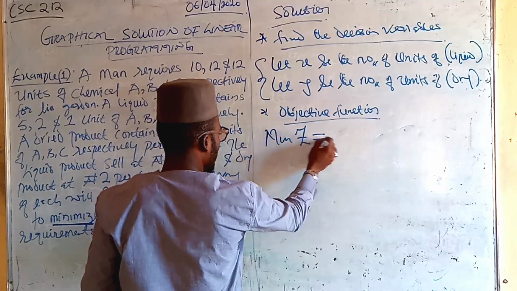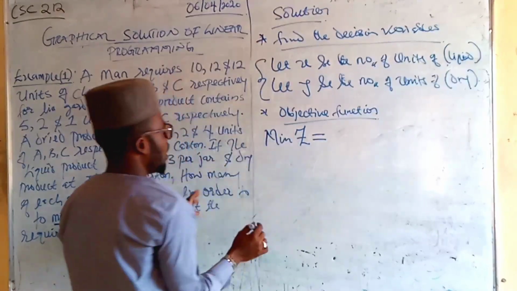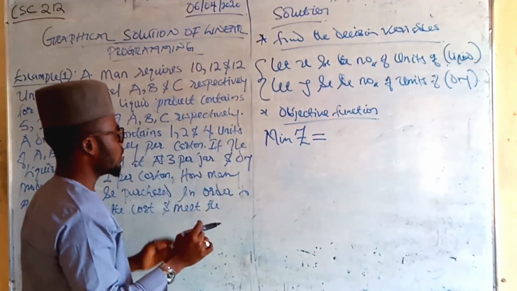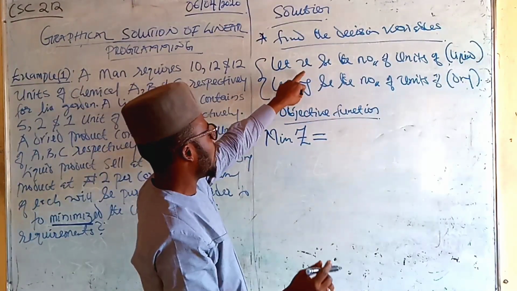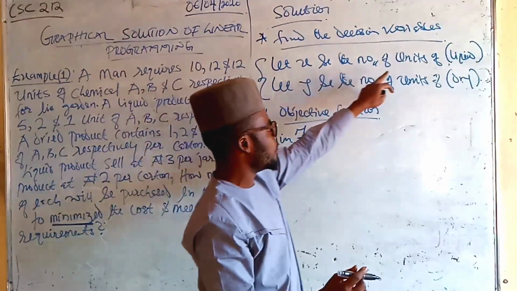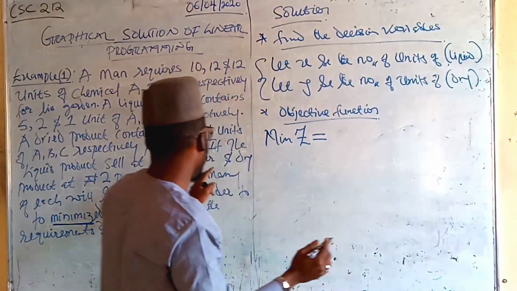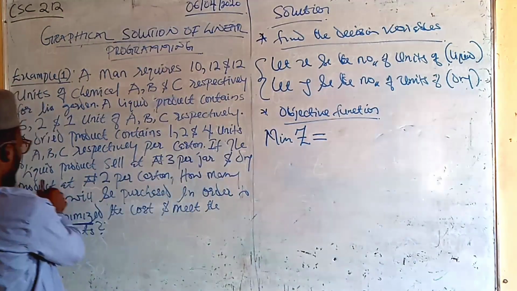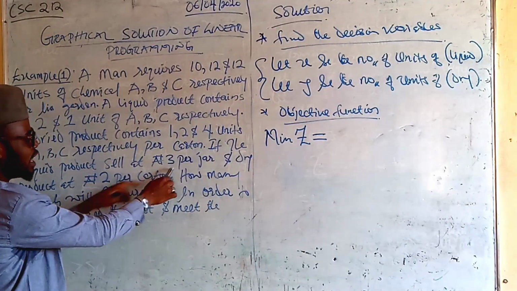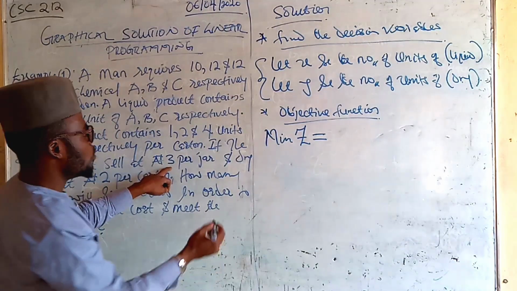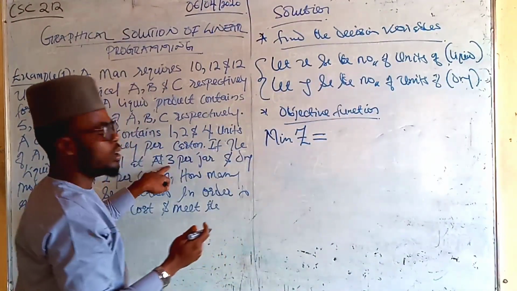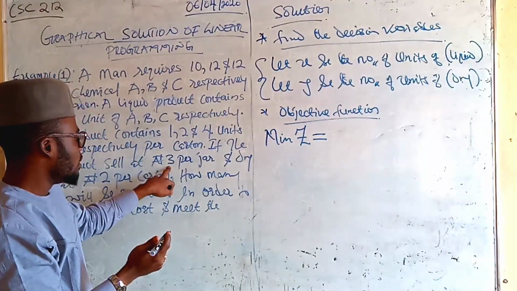Minimize. How are we going to minimize the liquid and the dry product? Since we have let X be the number of units of the liquid product, and in the problem it is stated that the liquid product sells at 3 naira per jar, and we have already let X be the number of units of the liquid per jar.